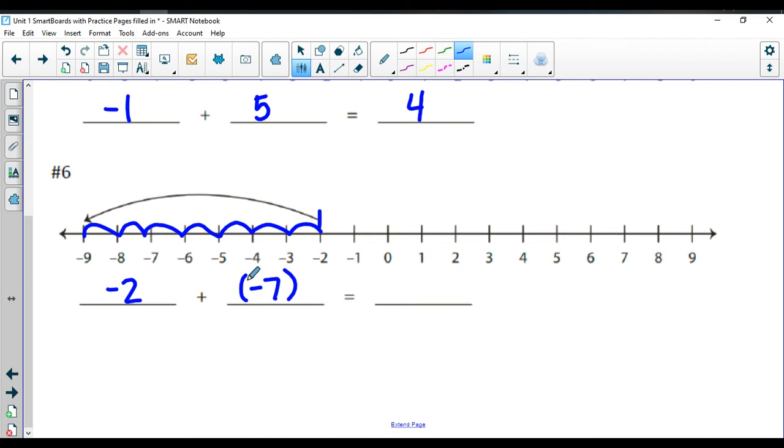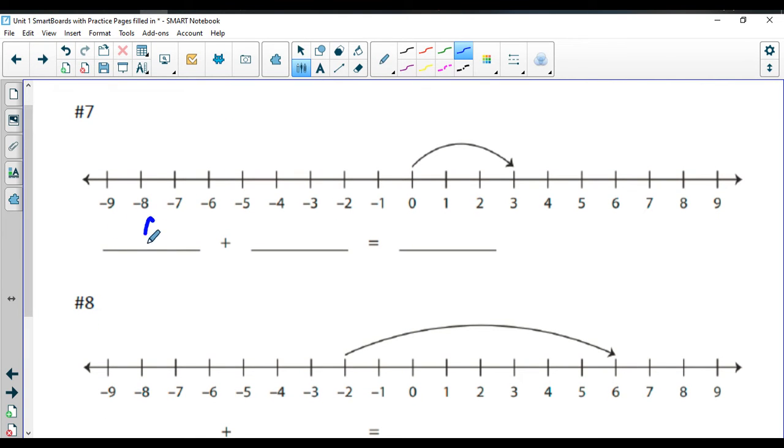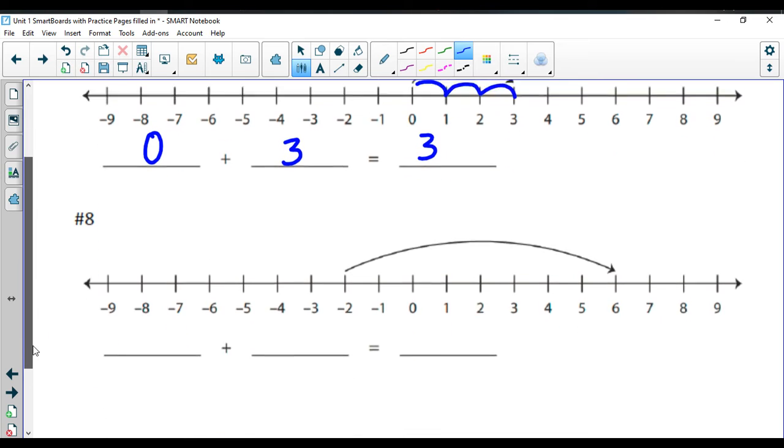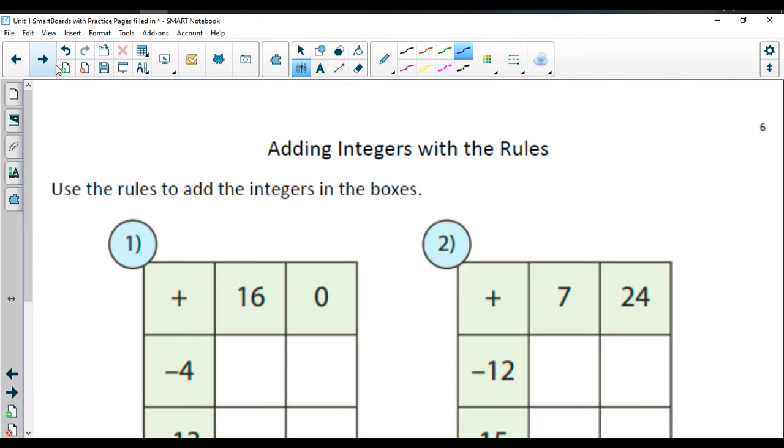Again, just like in the notes, putting that in parentheses so that we don't have plus and negative right next to each other. And my final answer here is going to be a negative 9. 2 more of these that we have. Number 7 starts at 0, and we are moving 1, 2, 3 to the right, so that's a positive 3, and our answer is 3. Number 8, we're starting at negative 2, and we are moving 1, 2, 3, 4, 5, 6, 7, 8 spots to the right, which is positive movement, and that is a positive 6 for our final answer then.